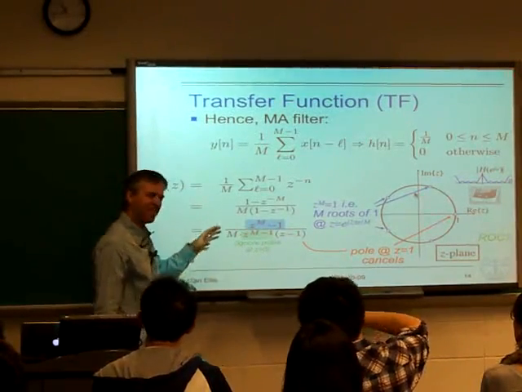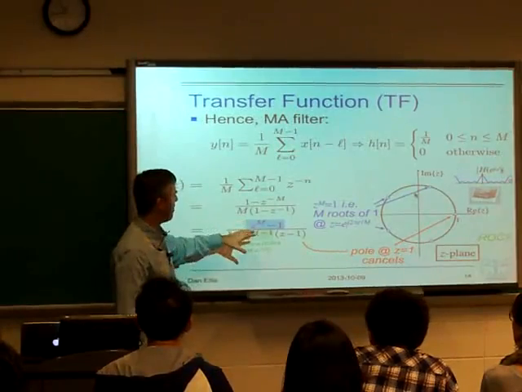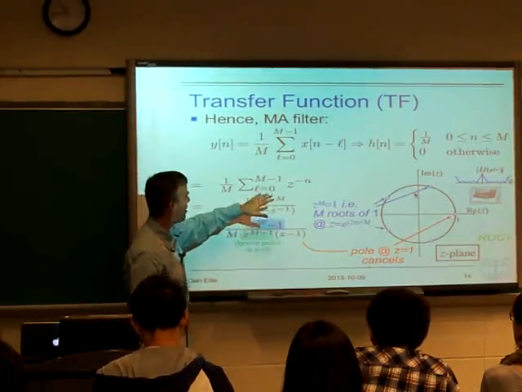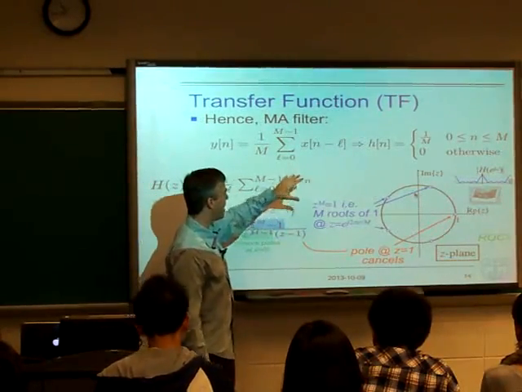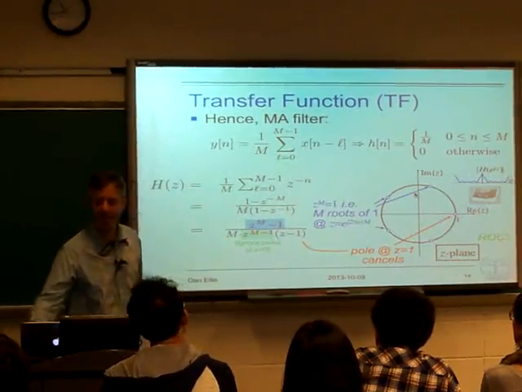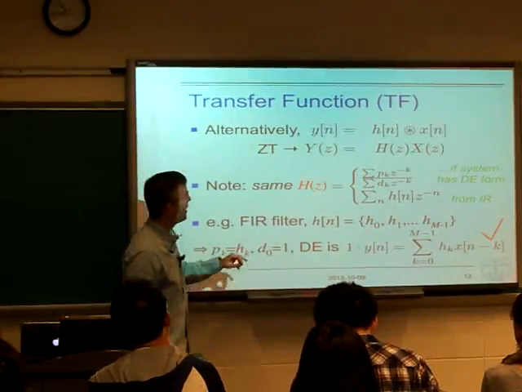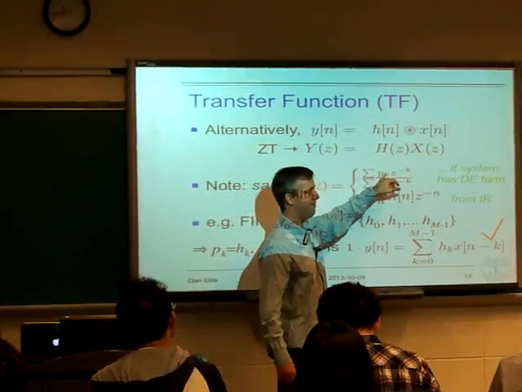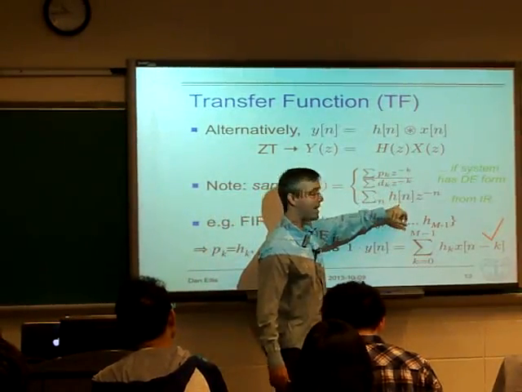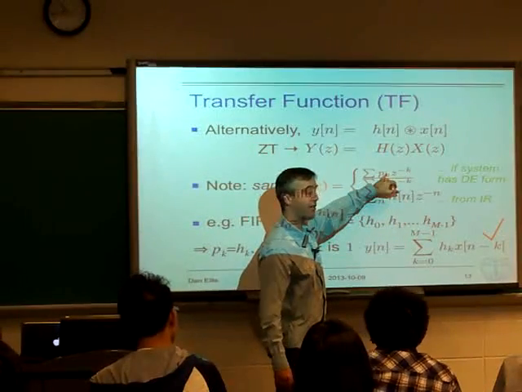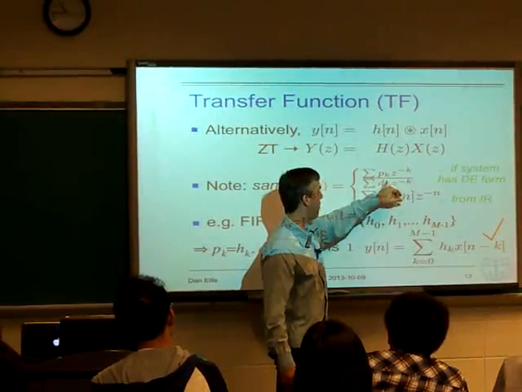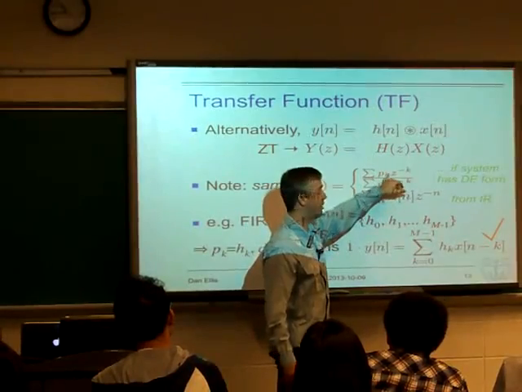So it's kind of weird, right? Because something that's got an impulse response like this should work out to be an LCCDE with no denominator, right? It should just be numerators.